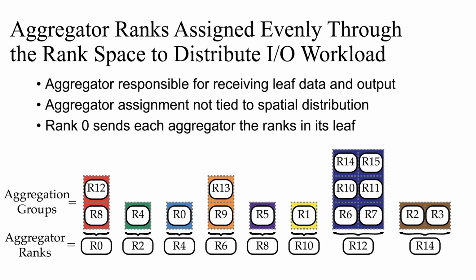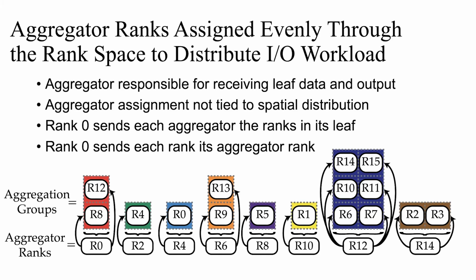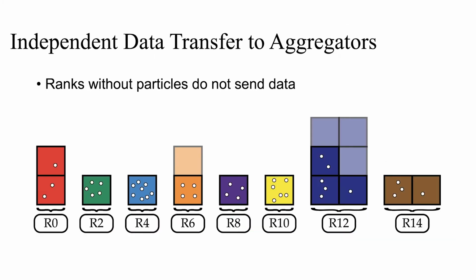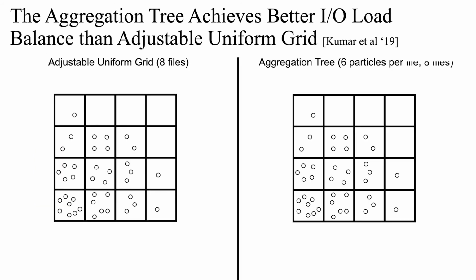Rank 0 computes this assignment and sends each aggregator the list of ranks that are in its leaf, and sends each rank the aggregator that it's assigned to. Next, each rank independently transfers its data to its assigned aggregator, and ranks without particles do not send data.